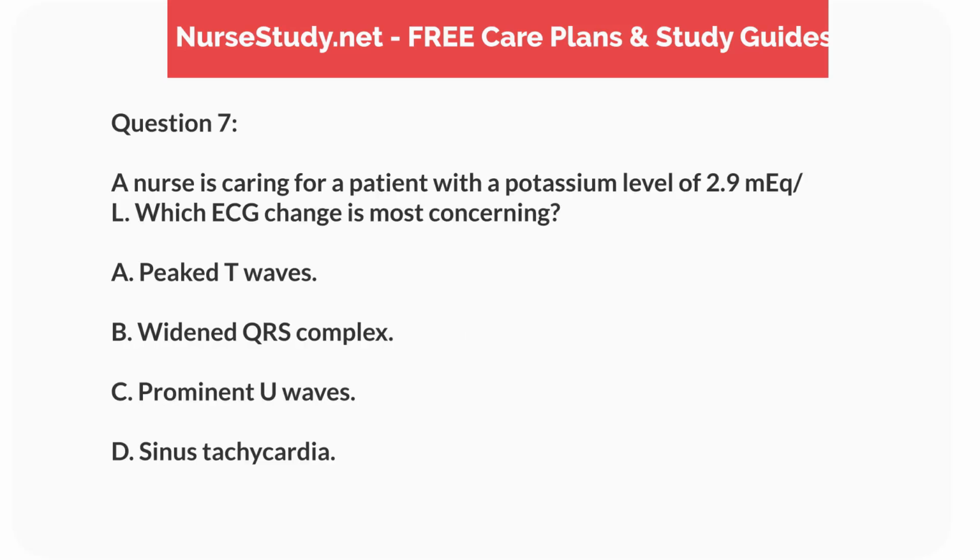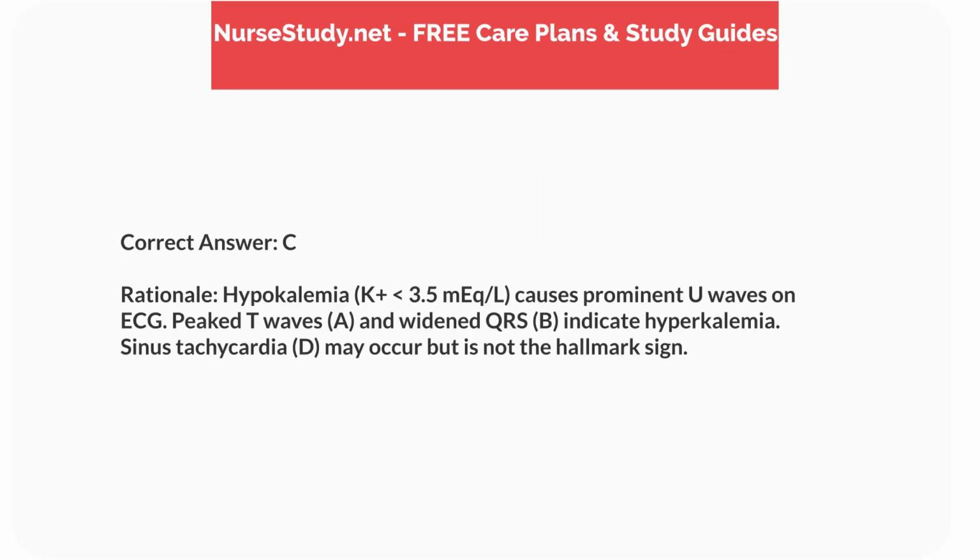Question 7. A nurse is caring for a patient with a potassium level of 2.9 milliequivalent per liter. Which ECG change is most concerning? A. Peaked T waves. B. Widened QRS complex. C. Prominent U waves. D. Sinus tachycardia. Correct answer, C.